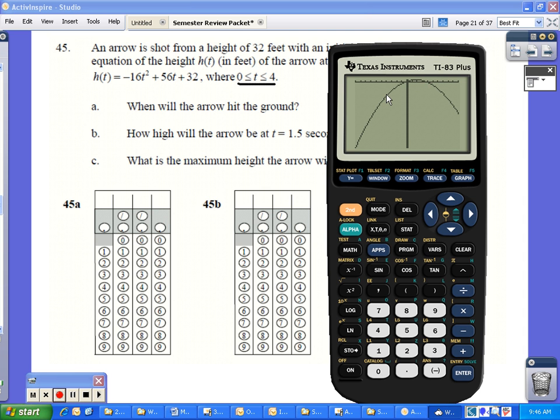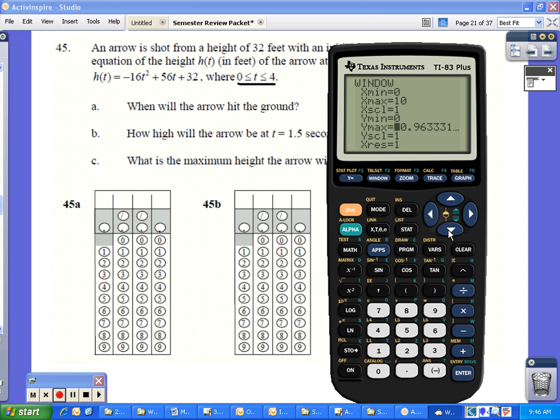But again, you're only looking between 0 and 4. Do you really need all of this negative information? The answer is no. So what you're going to do is press your window key, and you're just going to get rid of all those negative numbers. So you're going to set your x minimum as 0, and you're going to also set your y minimum as 0.